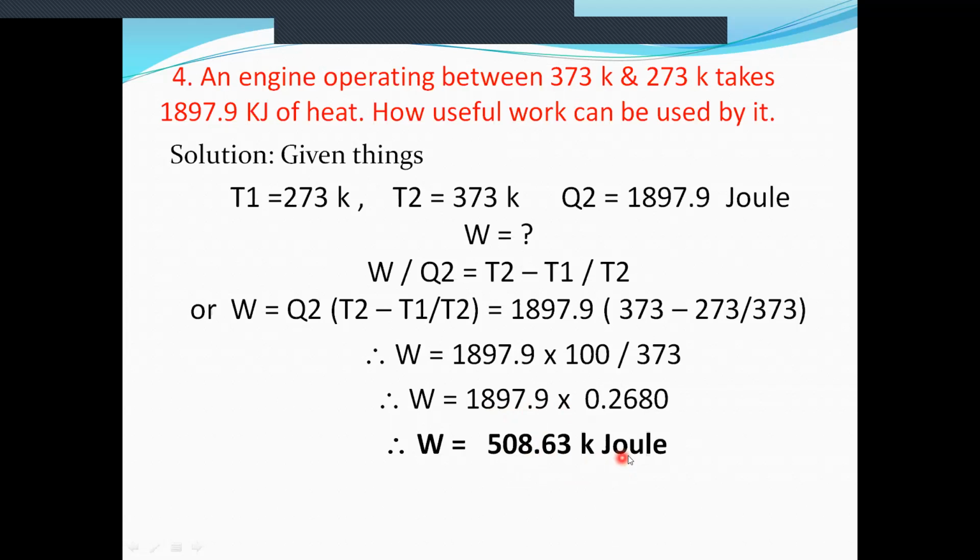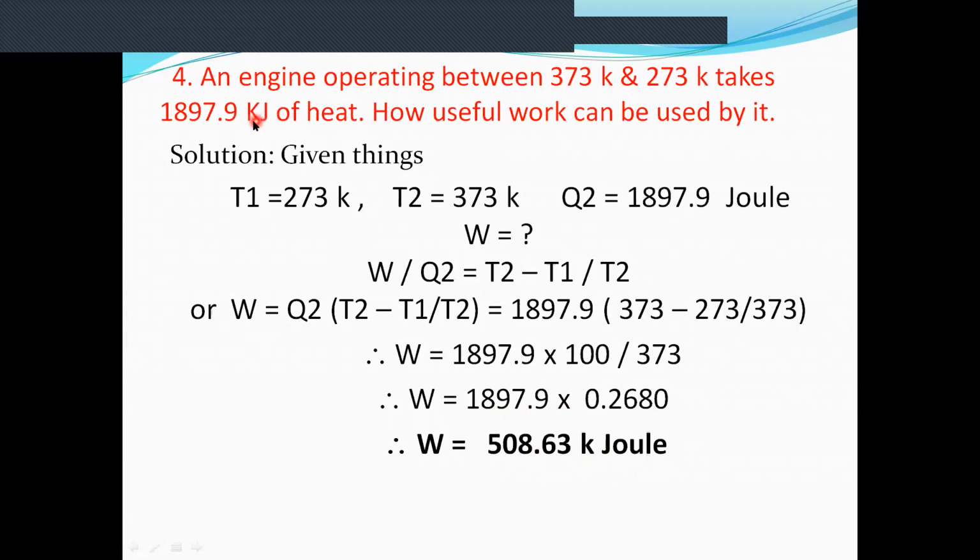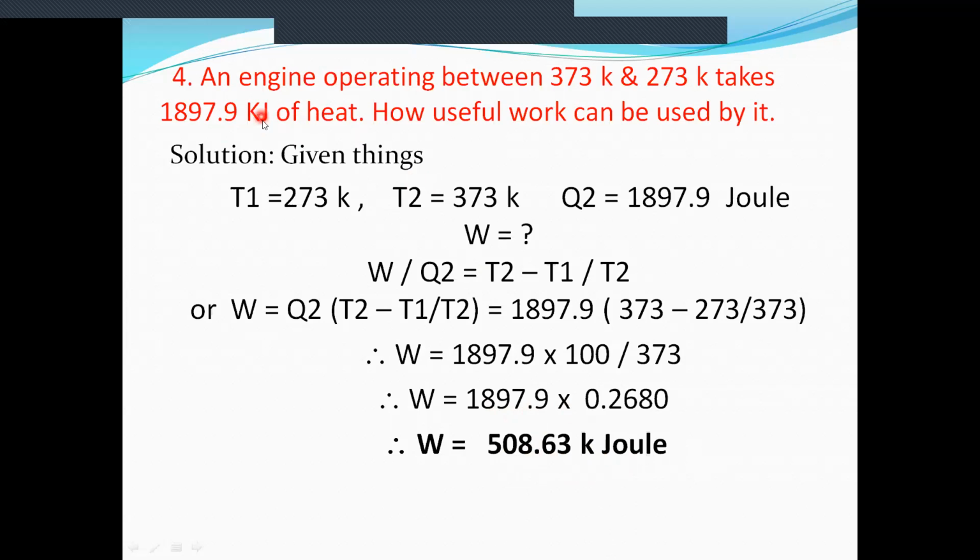So here remember that in the previous problem we wrote joule because the heat was given in joule. But here heat is given in kilojoule, so we will write kilojoule. Remember that, not only joule. In the problem it is given in kilojoule, see here, 1897.9 kilojoule is given. Here also I have to write kilojoule. Remember that I have only written joule, but it is kilojoule.